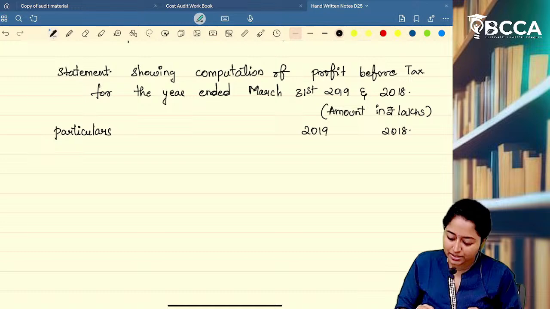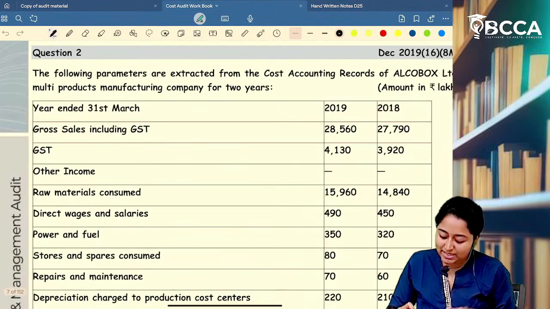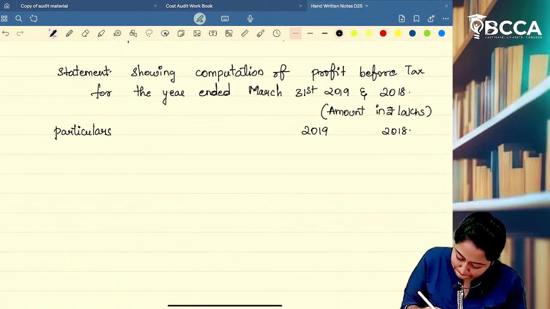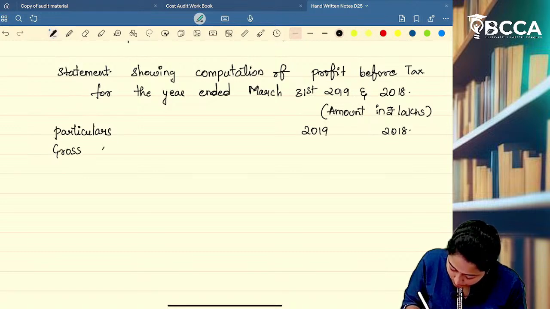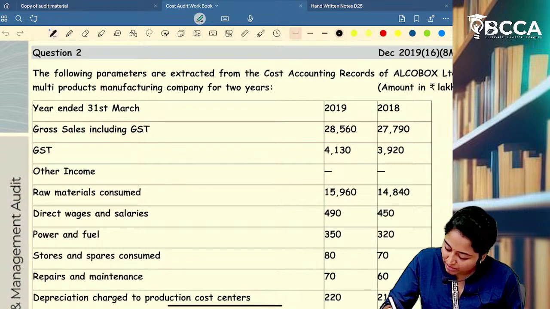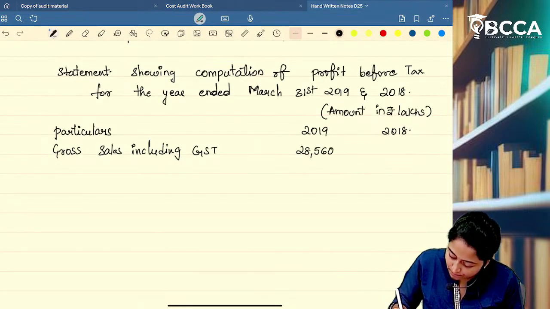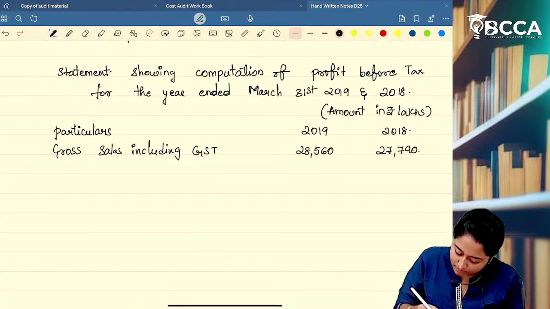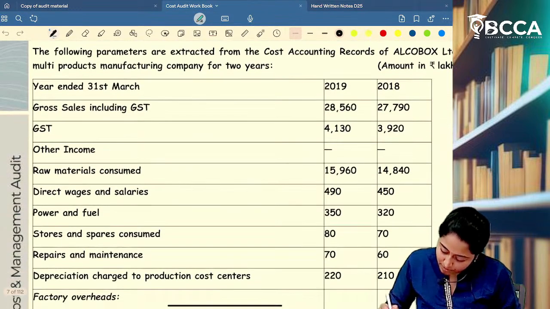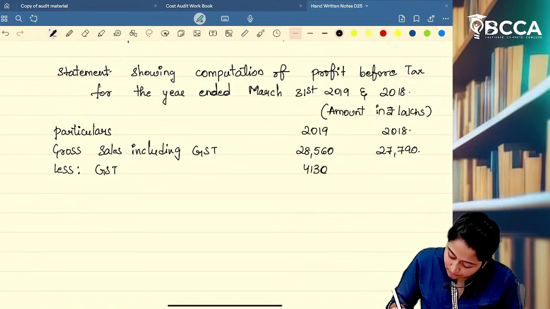(2019 and 2018). First, gross sales including GST. We will eliminate GST. Gross sales including GST are 28,560 and 27,790. Then less GST: 4,130 and 3,920.